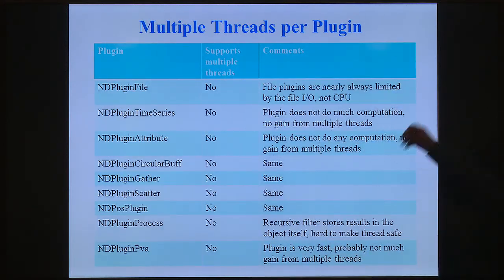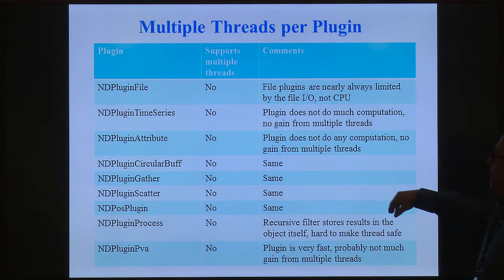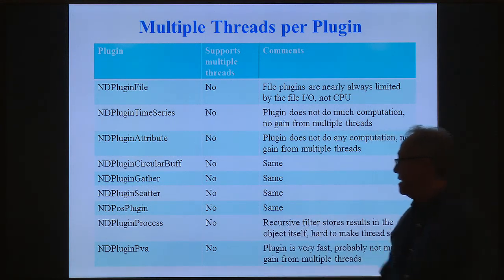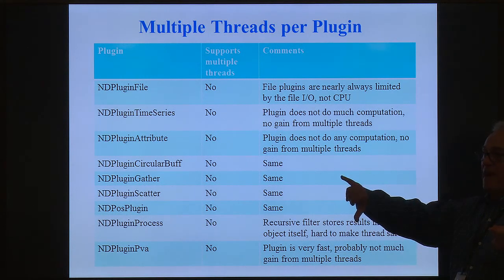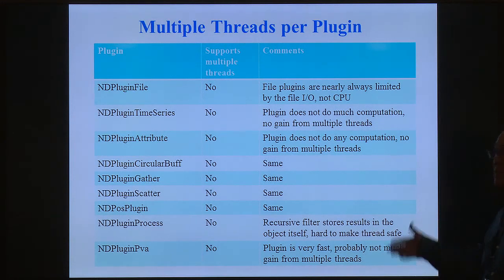These are the plugins that don't support multiple threads. Most of these are ones for which it doesn't make sense because they're never CPU bound. The file writing plugins are never CPU bound, they're file bound. The one that is CPU bound is the process plugin, but it's very difficult to make it thread safe because there's a recursive filter that's storing the previous frame. And if you have 5 threads running, which is the previous frame? It's basically a very difficult problem.